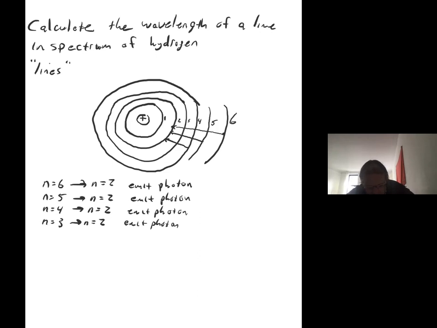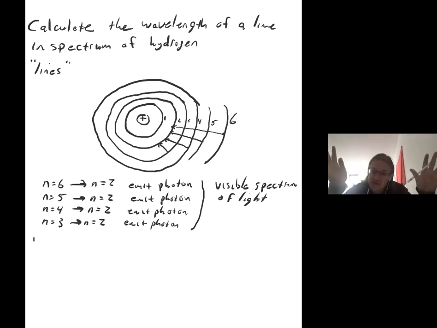So what happens is you end up with an interesting pattern. And the pattern I'm going to show you is this. It turns out all of these are in the visible spectrum of light. So they're not ultraviolet, they're not X-rays, they're not radio waves. It turns out they're visible. So that means you can see the photons. You can observe them with your eyes, and you can measure them with instruments very easily.